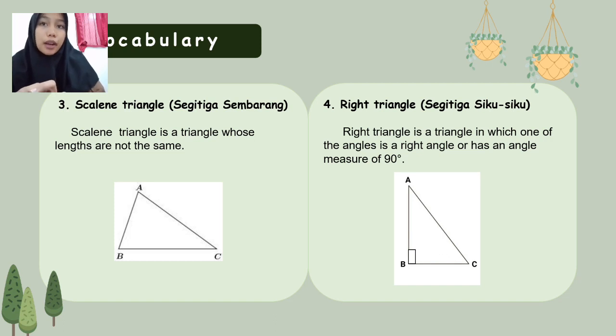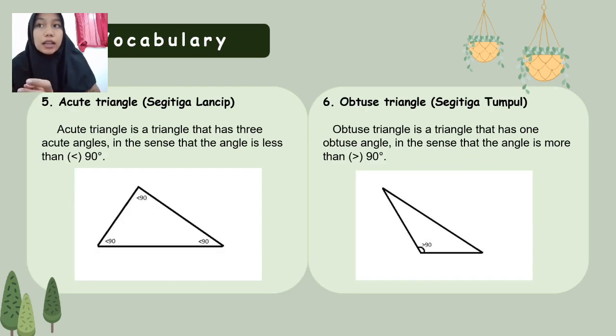Next we have right triangle. In Indonesian we say segitiga siku-siku. Right triangle is a triangle in which one angle is a right angle, or has an angle measure of 90 degrees. Next we have acute triangle. In Indonesian we say segitiga lancip.